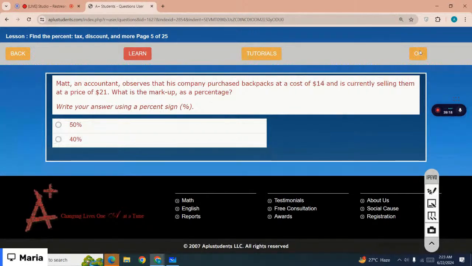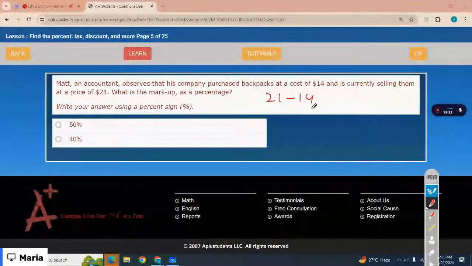Matt, an accountant, observes that his company purchased backpacks at a cost of $14 and is currently selling them at $21. What is the markup as a percentage? So you have to calculate the markup, right? So that would be 21 minus 14 divided by 14. That is 50%. The price is marked up by 50%. So the correct option is 50%. Option number one is the correct option.